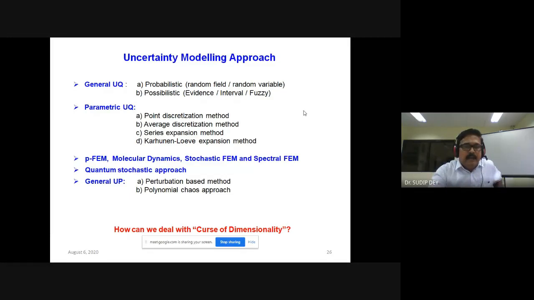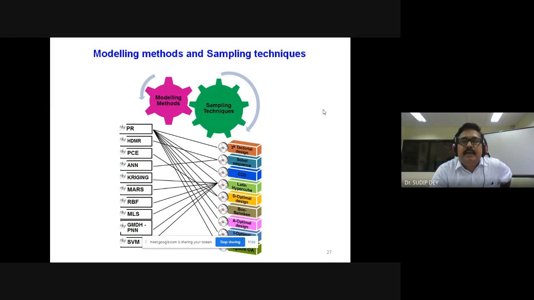And after that, we can go to the deeper side also, that is called the quantum stochastic approach, wherein we are reaching towards the quantum of the material. So all the uncertainties are coming not only from the atomic level, but absolutely from the quantum level. And from the quantum level, these uncertainties are actually propagated towards the macro scale level, and it is ultimately leading to variation in the macro level output quantity. Now, when we are doing this, there is a curse of dimensionality. When we are trying to optimize this, this is always a problem. These are the different modeling methods and sampling techniques.